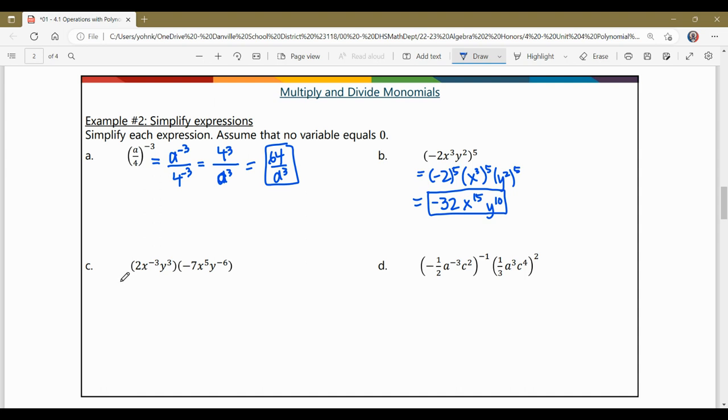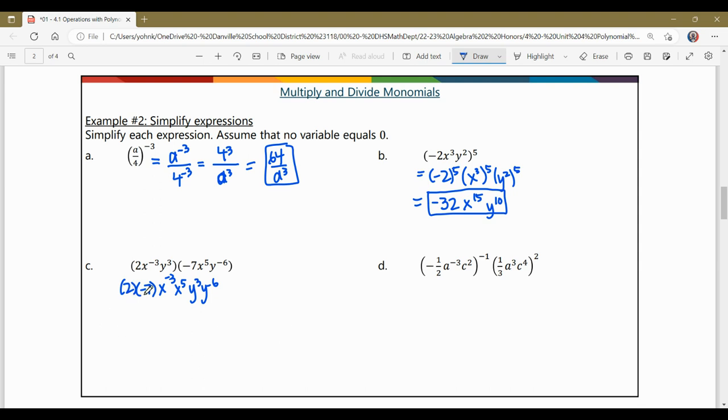All right, if I look at letter D, I've got numbers, I've got x's, I've got y's. I'm going to rearrange, use the commutative property, and put like things near each other. So I'm going to do 2 and -7 next to each other, x to the -3, x to the 5th, y to the 3rd, y to the -6.